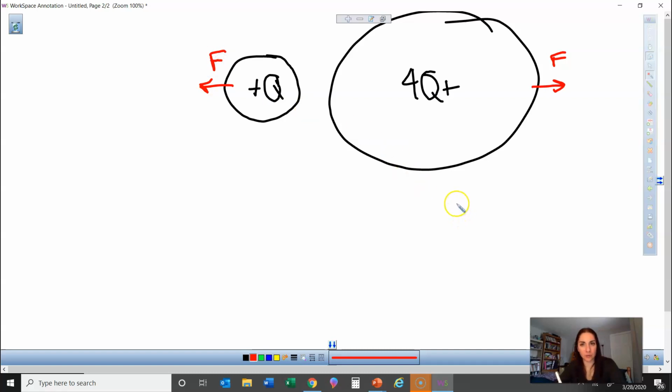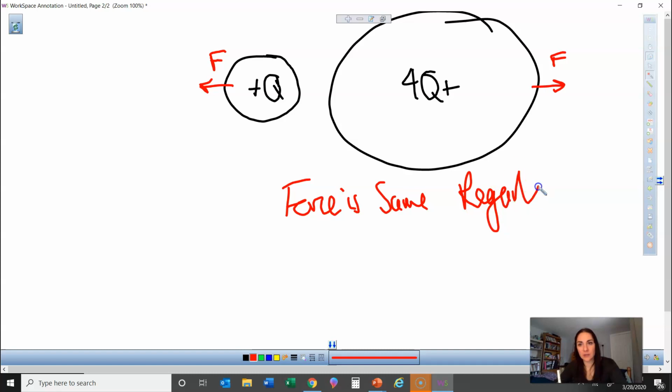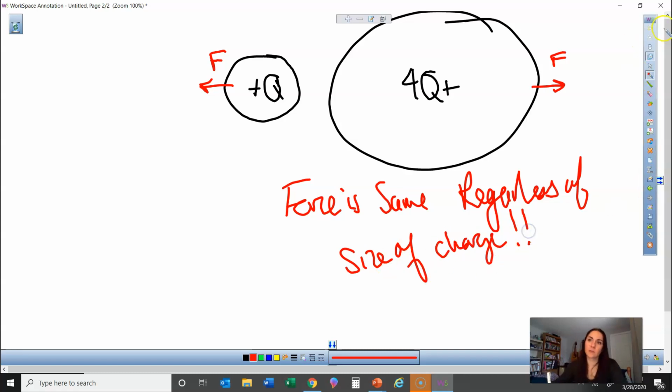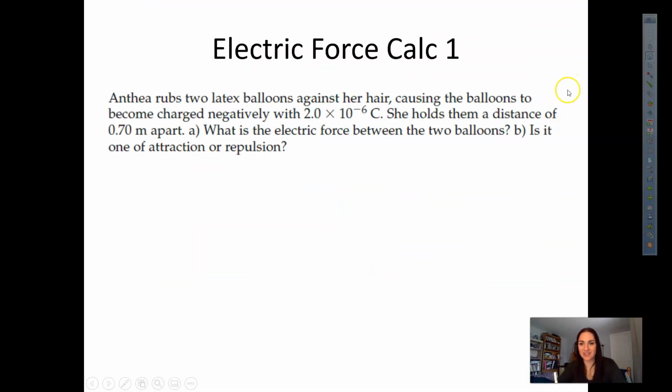This is Newton's third law. This is what it means. Force is the same regardless of size of charge. Crazy, I know. It's hard to think that this thing is not pushing as much as this. But this is physics. This is how physics works.